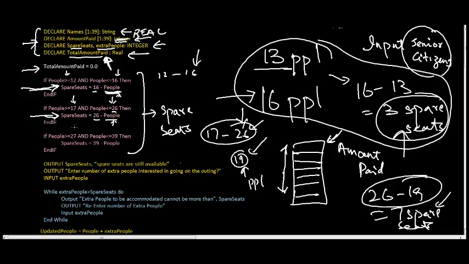And in case of people between 27 and 39, this is the biggest group, the largest group that can go. In that case, spare seats are calculated using this formula: 39 minus people. So this code in pink is basically being used to calculate the number of spare seats that we have on the bus, right?